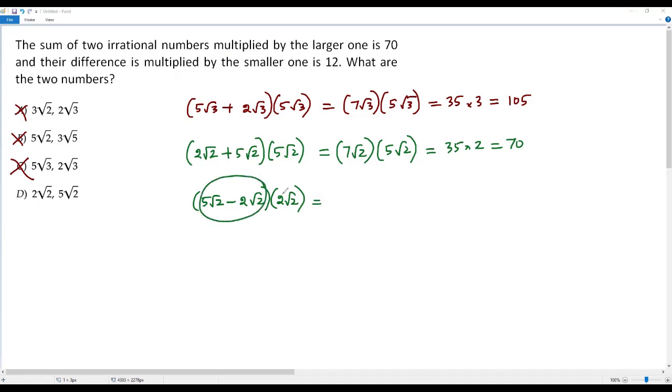When I simplify this one, I am getting 3 times square root of 2, times 2 times square root of 2. Here 3 times 2 is 6. Square root of 2 times square root of 2 is just 2. 6 times 2 is 12. When I multiply the difference of two irrational numbers by the smaller one, the result is 12. The same we have over here. So the two irrational numbers in answer choice D meet both the conditions given in the question. The correct answer choice for this question is D.